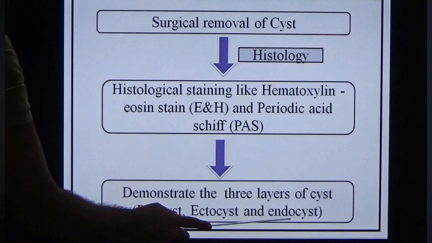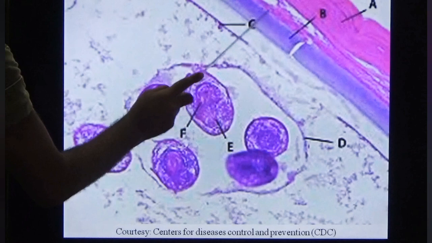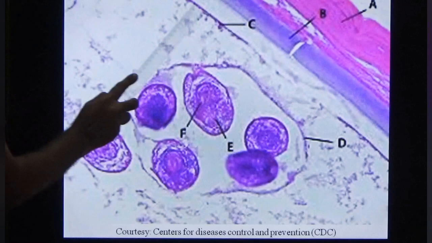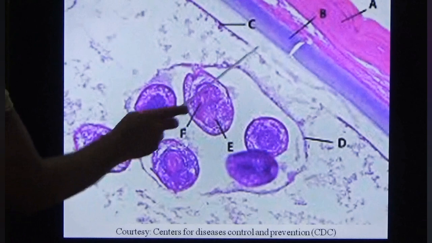This is A, the fibrous tissue. B is the ectocyst, which looks like a boiled egg, but in cytology it shows like this. And see, this is the endocyst and these are the brood capsules. So this three-layer assessment can be done by histology.